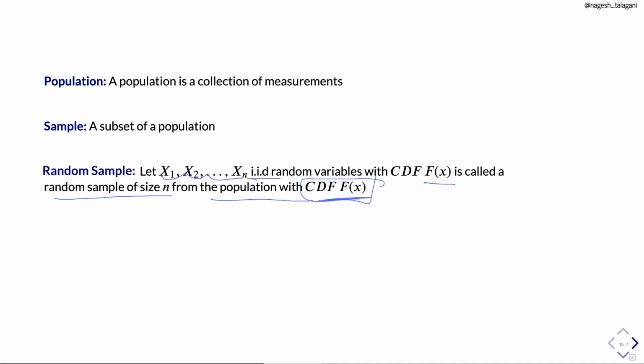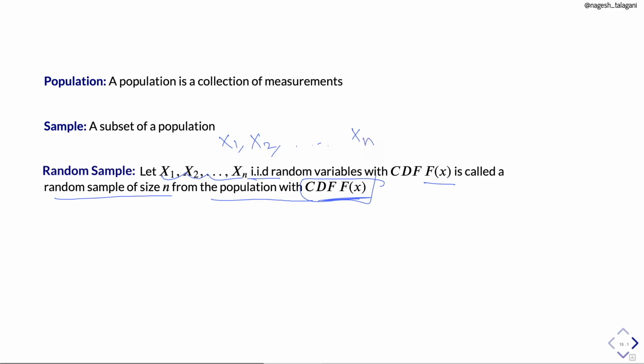This is the mathematical definition for random sample. Let me make sense out of this definition. Let us say you are selecting n heights at random from the population consisting of heights. The first height observation that you got, let us denote by capital X1. Second height observation that you got, let us denote by capital X2, and so on. Nth height observation that you got, let us denote by capital Xn.